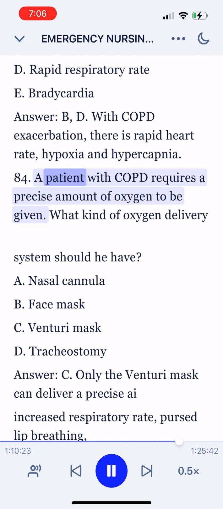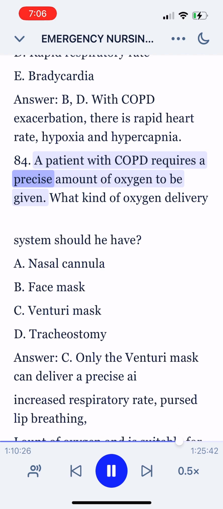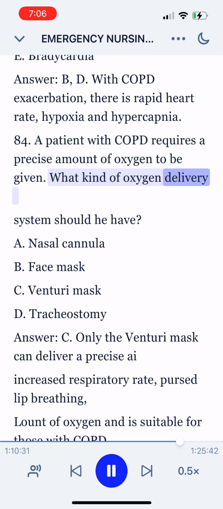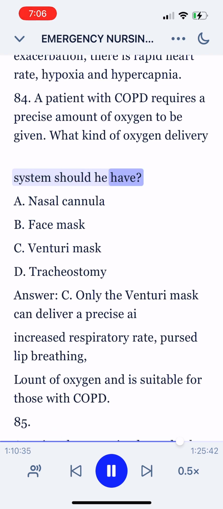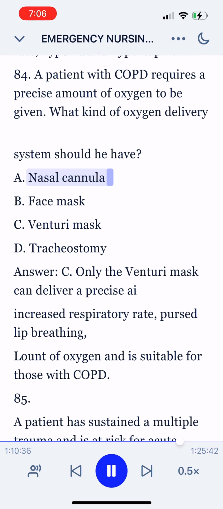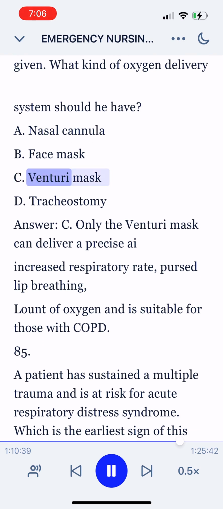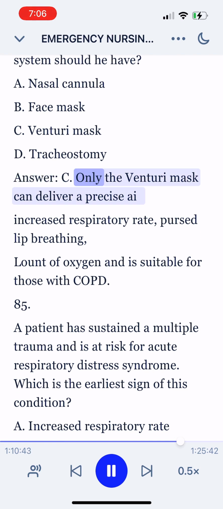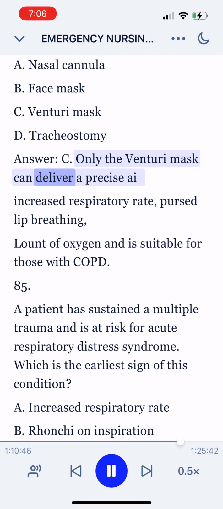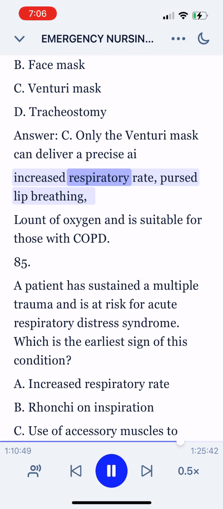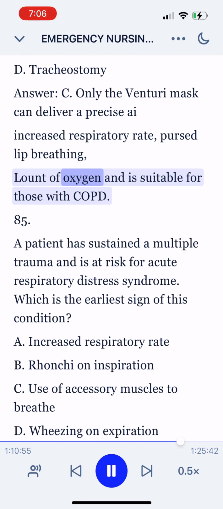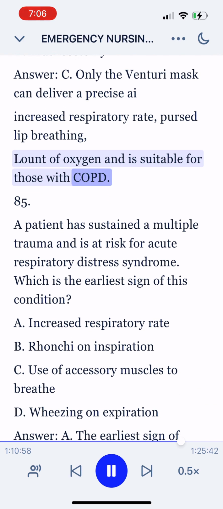84. A patient with COPD requires a precise amount of oxygen to be given. What kind of oxygen delivery system should he have? A. Nasal cannula. B. Face mask. C. Venturi mask. D. Tracheostomy. Answer C. Only the Venturi mask can deliver a precise amount of oxygen and is suitable for those with COPD.